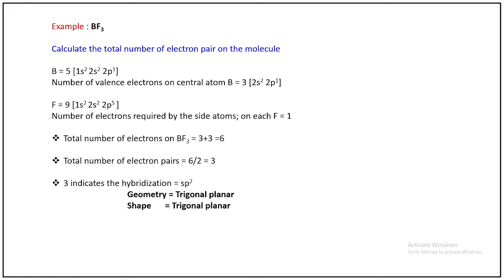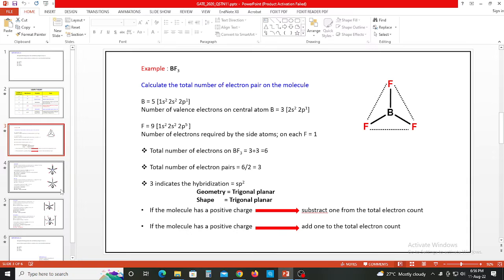So from the table above, we have seen if the total number of electron pairs is 3, the hybridization is sp2, the geometry is trigonal planar, and the shape depends upon the number of lone pairs. Since in BF3 there are no lone pairs, the shape will be the same as the geometry, trigonal planar. So in order to solve any question where geometry or shape is asked, we just need to know the first table, whichever slide I have shown.